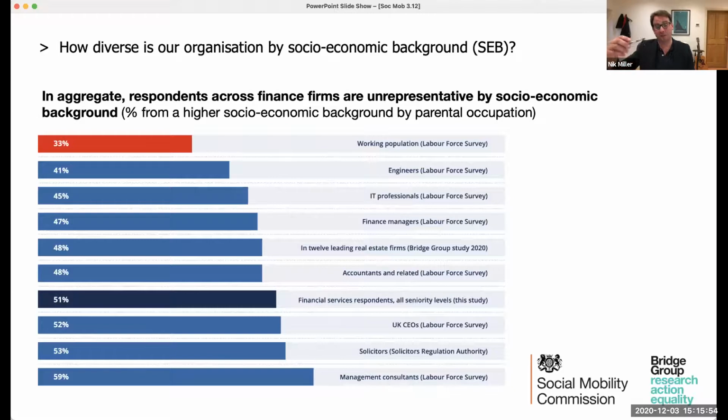And one of the real reasons why the parental occupation indicator is so useful is that it's used in the labour force survey. So we can start to say, okay, 51% of the respondents to this survey, these are people working across different areas in these banks, were from a higher socioeconomic background. That doesn't look particularly good compared to the overall working population. That figure now, of course, is 34%. This is the figure from last year when we produced the research. And we can start to benchmark against other populations.